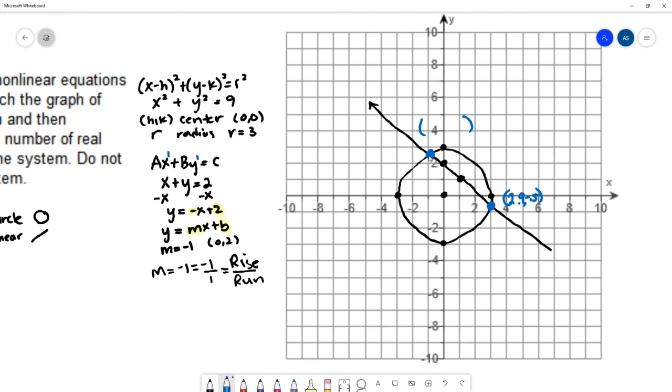For the other intersection point, the x-coordinate is in between negative 1 and 0, so let's say negative 0.5, and for the y-coordinate, in between 2 and 3, let's say 2.5. So sketching a graph tells us how many solutions and the approximate value of those solutions. But if you want to find the exact solution, you're going to solve it algebraically using the substitution or elimination method.